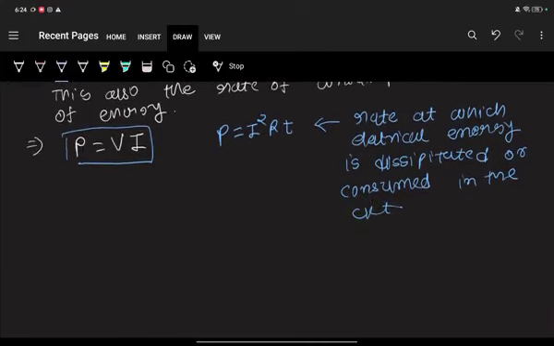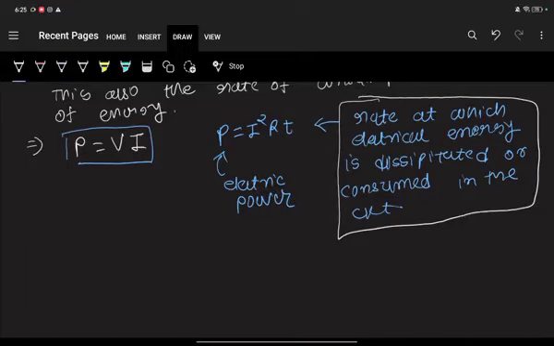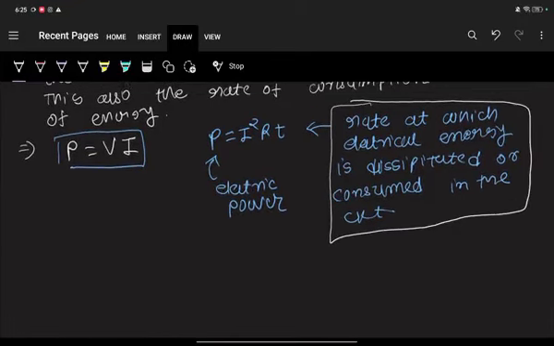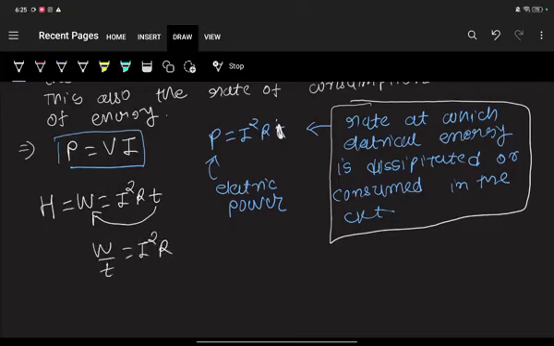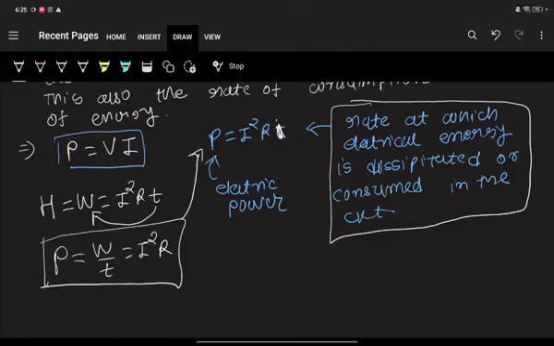So this is also termed as electric power, right? We can use this statement as our official statement for electric power. And sorry, there was no T. It is just simply I square R. Heat, or work done, is given as I square RT. If you take this T into the denominator, this becomes the power, which is our equation P is equal to I square R.